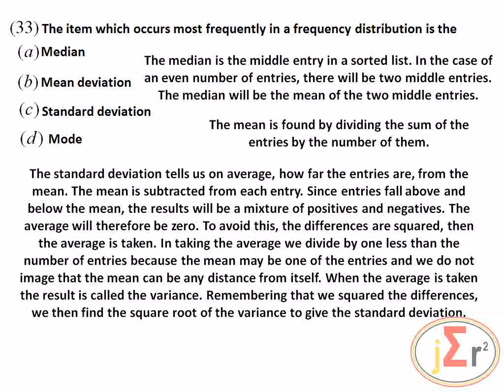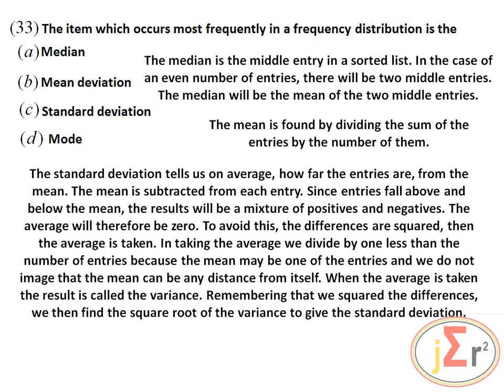And that is how we eliminate the problem of having to deal with the mixture of positive and negative numbers. So to avoid this, the differences are squared. Then the average is taken. So after we square, then we take the average. So how do we find the average? We find the sum and divide by the number of them.